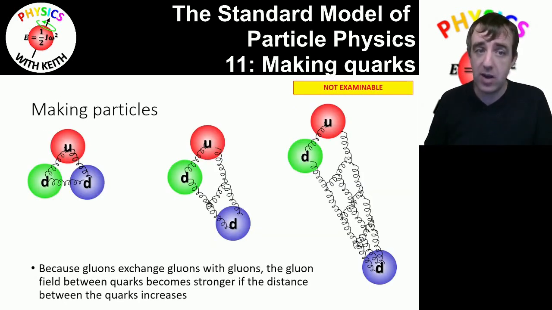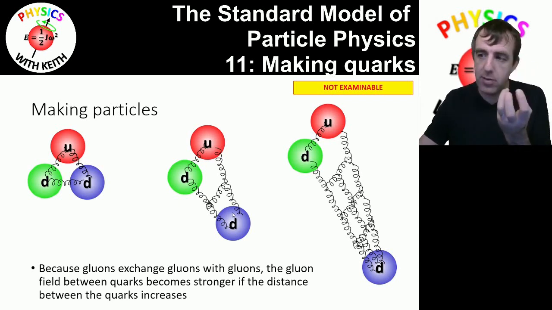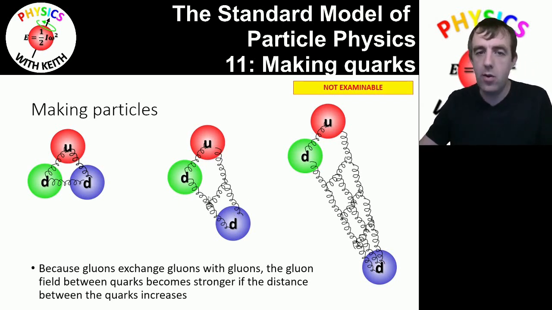So if you have a look at this picture here, we've got 3 gluons indicated with these springs and 3 quarks. And if I pull the blue quark out a bit, then now the gluons here exchange gluons with the gluons here. It's a bit difficult to see. I hope you can see the mouse cursor okay. But the gluon between the green and the blue down quark is exchanging a gluon with the gluon between the up and the blue down quark.